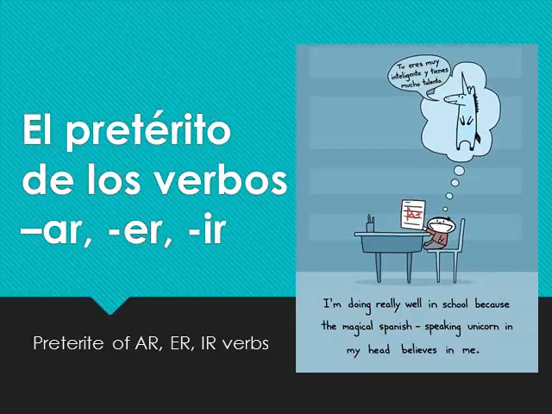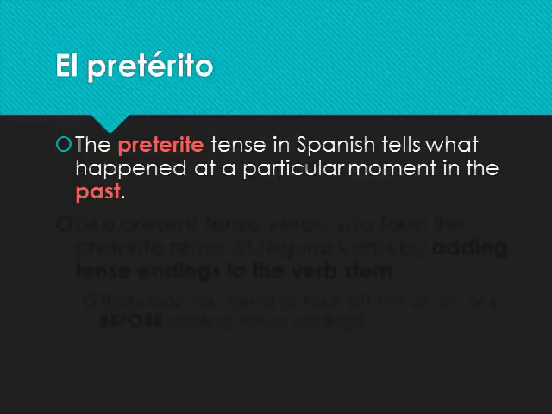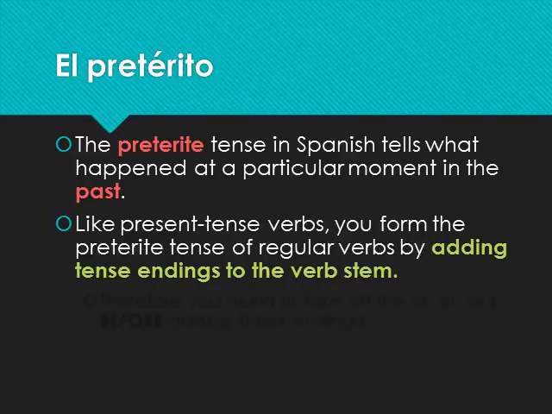All right, so what we're going to learn about now is el pretérito de los verbos AR, ER, and IR, or the preterite of AR, ER, IR verbs. All right, so the pretérito in Spanish tells what happened at a particular moment in the past. So this is one of two past tenses, and this expresses those "-ed" endings. So walked, talked, went, etc.